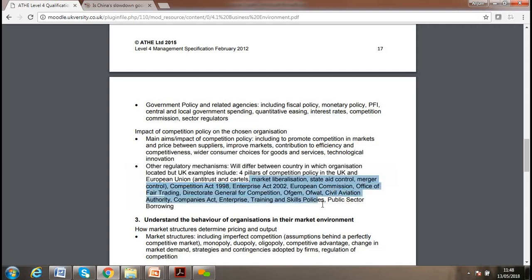Office of Gas and Electricity is called Ofgem, that's a regulator. Every industry in the UK has a watchdog. Watchdog means the regulator. Office of Water is called OFWAT. Civil Aviation Authority regulates the airline industries, civil aviation, private airplanes and things. Companies Act regulates the companies. Enterprise, training and skills policies, the Department for Education and Skills.